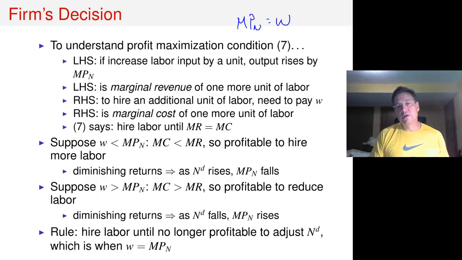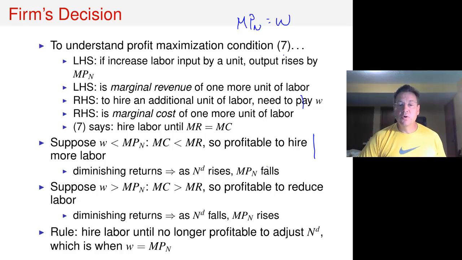Now, another way to really confirm your understanding of this is to ask yourself, what happens if the wage is less than the marginal product? So we've said that must mean that the firm's not maximizing profits, but let's try to understand that a little bit. If the wage is less than the marginal product, then it's going to be profitable for the firm to hire more labor. Why? Because hiring 1 more unit of labor costs the wage, and that's less than how much they're going to get in revenue, which is the marginal product.